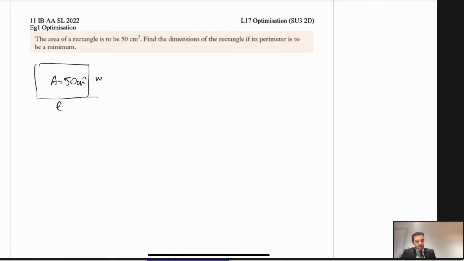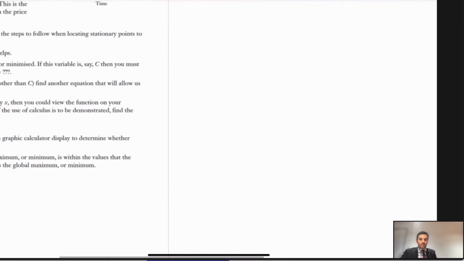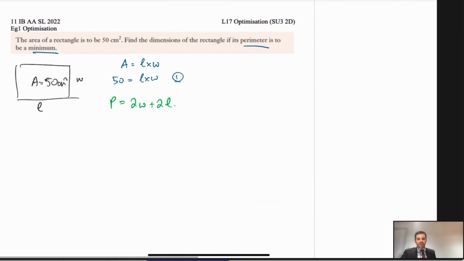Okay, and we've got an equation, area is equal to length times width, and we can sub in the area being 50. And here we have equation 1. So the area of this rectangle is 50. Find the dimension of the rectangle if its perimeter is to be minimum. So we're trying to minimize the perimeter. Therefore we want to get an equation for the perimeter. So what's going to be the perimeter equation here? We've got 2 widths plus 2 lengths. Hopefully you remember how to find a perimeter of a rectangle.